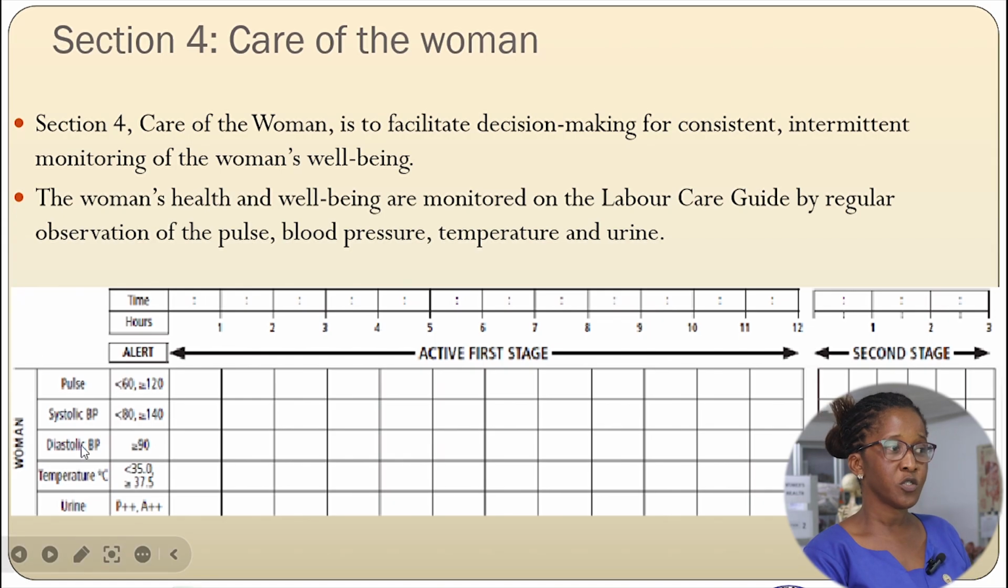What of the blood pressure? Assessing the blood pressure, looking at the systolic blood pressure and the diastolic blood pressure. Remember, a woman in labor needs to be monitored regularly for a fluctuation within their vitals. So look at the threshold as against the observation we make.